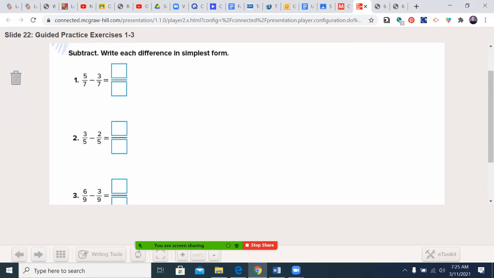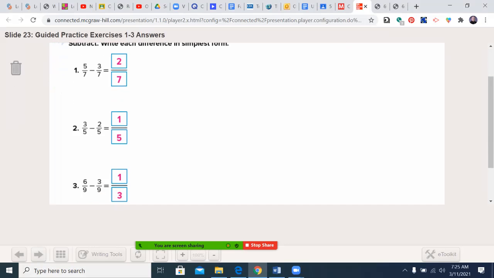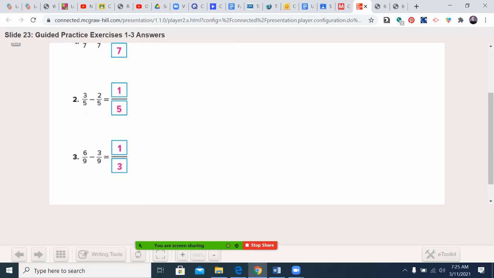Welcome back. Let's see how you did. 5 - 3 = 2/7. Nothing to simplify. The greatest common factor of 2 and 7 is 1. 3 - 2 = 1. 5 - 5? No, you don't. No, you didn't. You just write that 5 over there. And anytime you have a numerator of 1, there is zero chance that you can simplify it any further. 6 - 3 = 3. 3/9. 3 and 9 can both be divisible by 3. So we get 1/3.